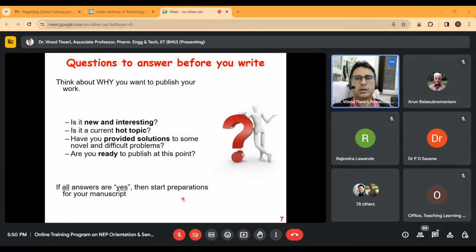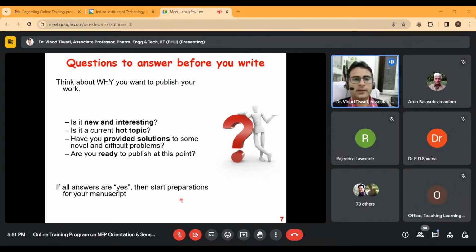Now, before you start writing your manuscript, whether it is any kind of manuscript, you need to think about why you want to publish your work. Is it new and interesting? These are the set of questions which you are supposed to ask yourself. Whether the findings which you want to publish, if it is research, is it new? Is it interesting?